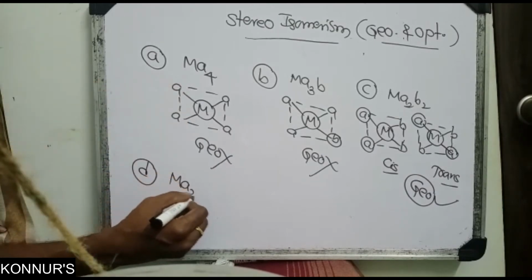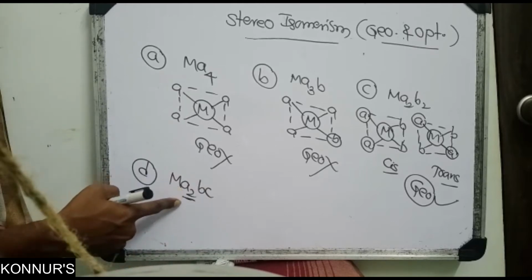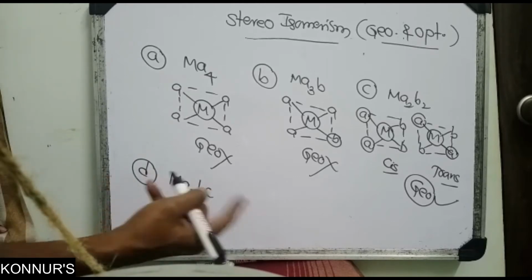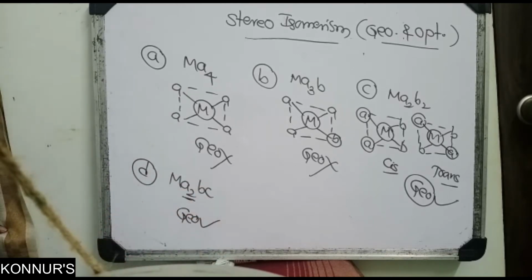So you take Ma2BC. Two members are there. Two members at close distance, two members at far distance, you can also write. So that's why it is showing geometrical isomerism.